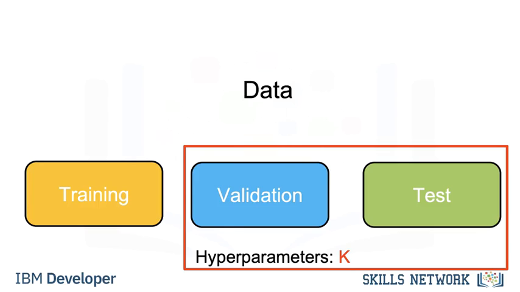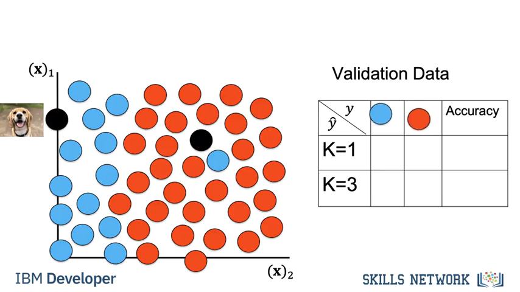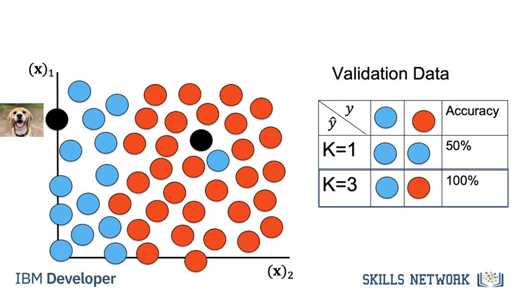Let's do an example. In this example, we take 2 samples. We calculate the accuracy for K equals 1. We calculate the accuracy for K equals 3. We select K equals 3 as it has better accuracy. If our dataset has enough samples, we expect this accuracy in the real world.